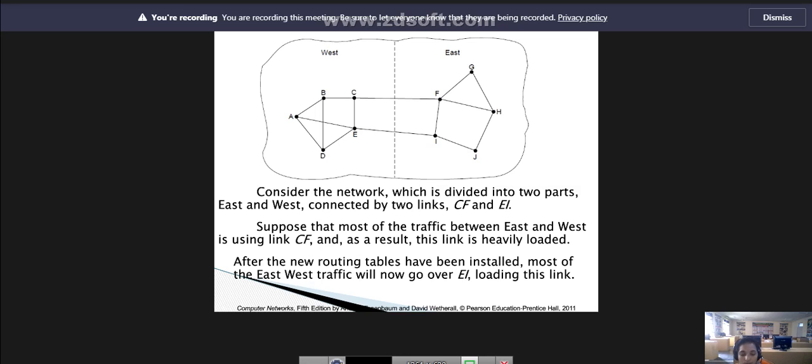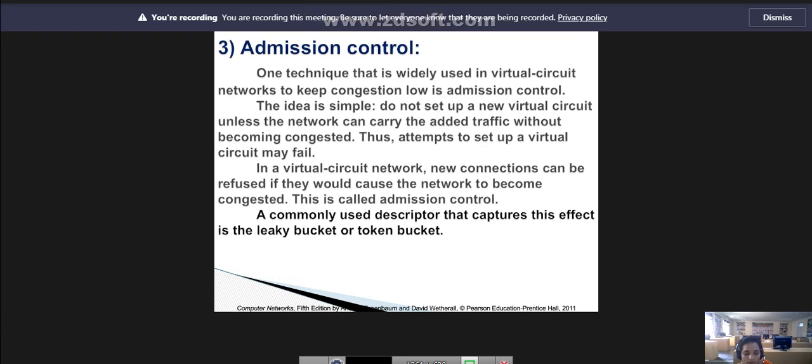Okay, so this is called traffic-aware routing. Next, the third one, admission control. One technique that is widely used in virtual circuit networks to keep congestion at bay is admission control. The idea is simple: do not set up a new virtual circuit unless the network can carry the added traffic without becoming congested.